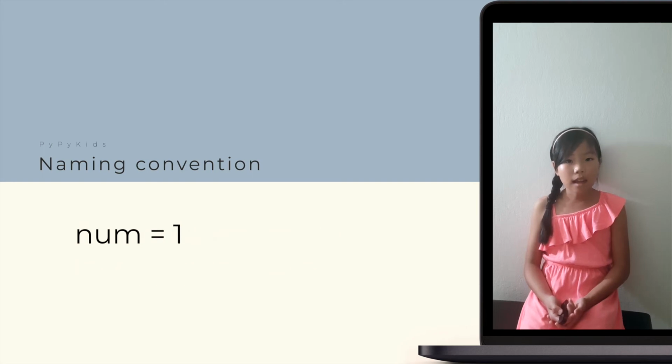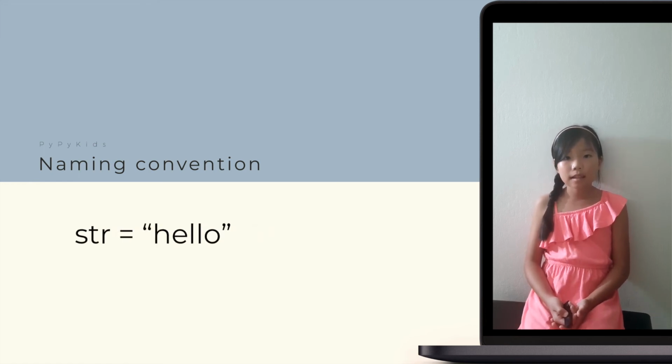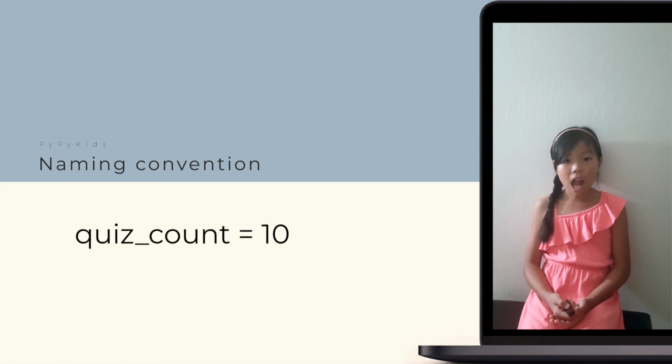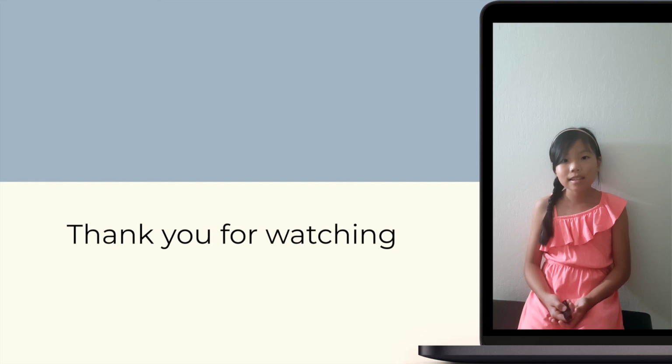And if it's a singular value, like one value, it should be a singular variable. If there's more than one value, like lists and sets, you should use plural variables. Like it could include strings. And if you're using more than one word, like quiz count, you should separate it by underscore.